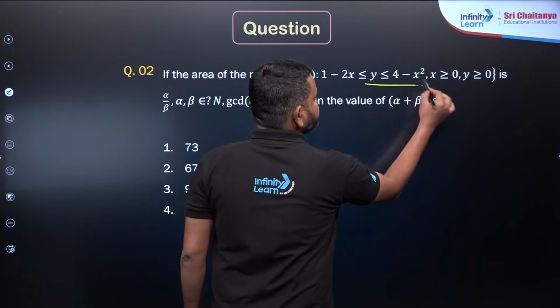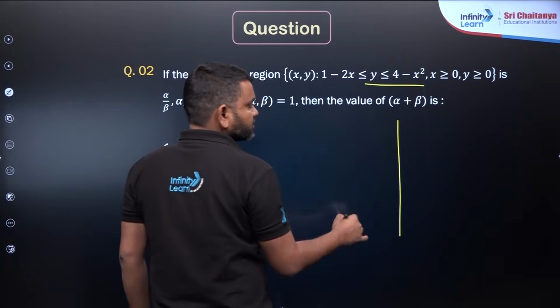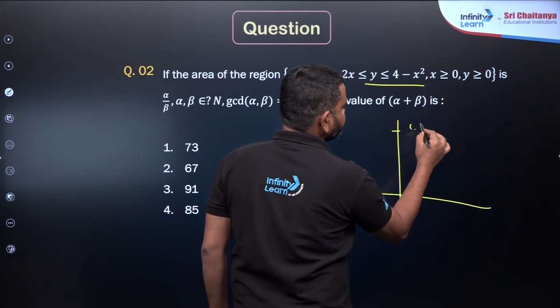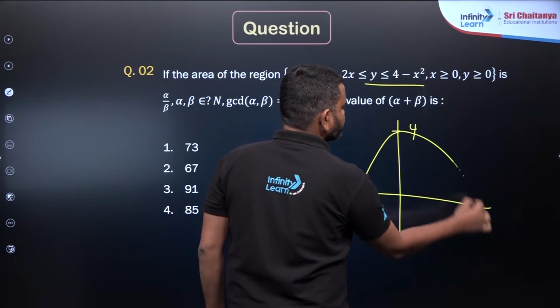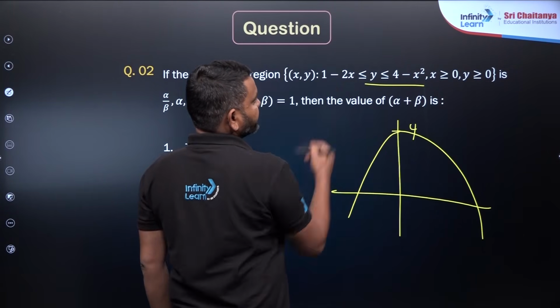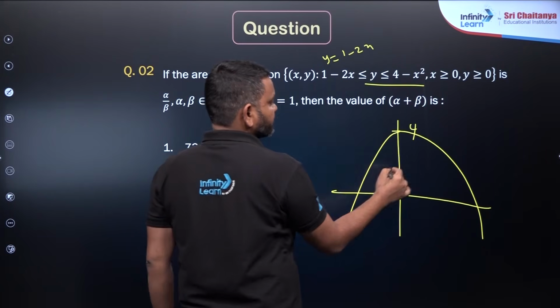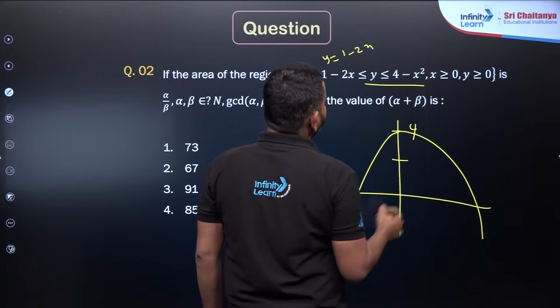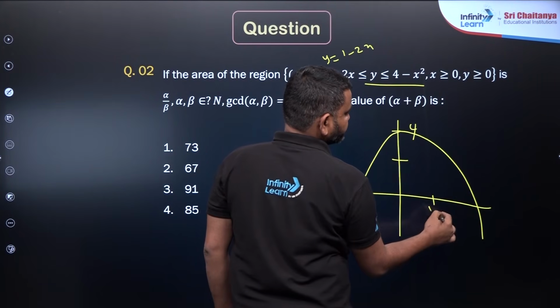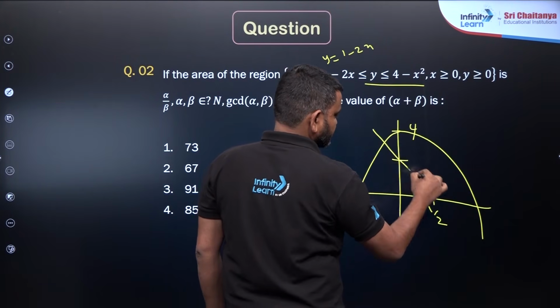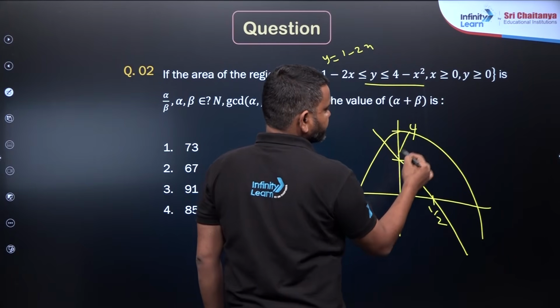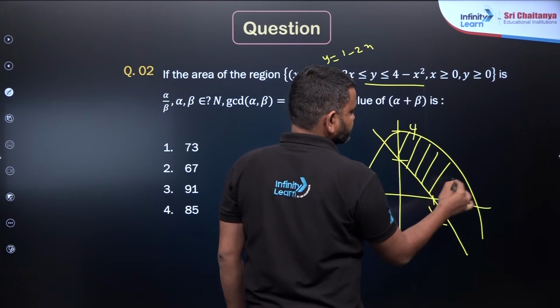Next you have one of this, the parabola. So the parabola which is downward, here we have 4, so this is going to be the parabola, children, and 1 minus 2x. So y is equal to 1 minus 2x. When the x value is 0, the y value is 1, and when the y value is 0, the x value is 1 by 2. So this is the line you are going to have. So this is the area we are asked to find.